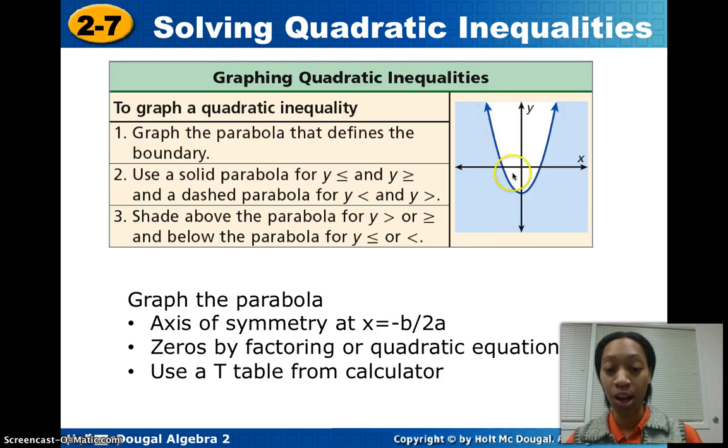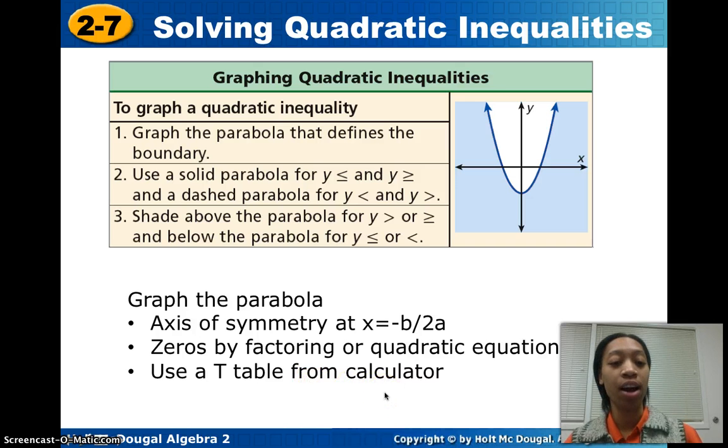Now, when you're graphing the parabola, a couple of reminders about how to do that. We know the axis of symmetry is at x equals negative b over 2a. Okay, and you can find the vertex by plugging that x value back in. You can also find the zeros to help you graph it. Find the zeros by factoring or just by using the quadratic formula. Okay, and you can graph it on your calculator and use a t-table, or plug in values to form your own t-table in order to graph it.